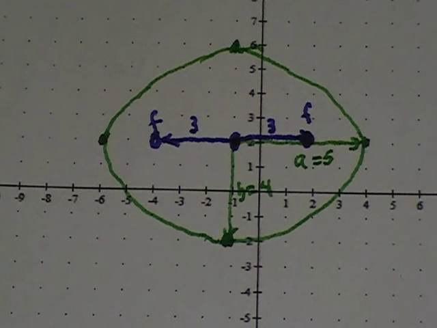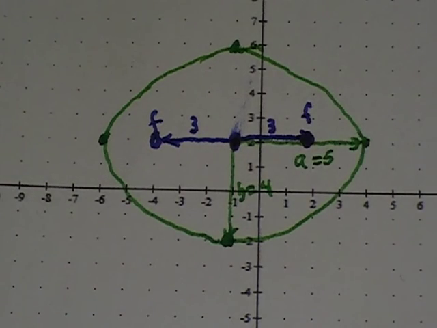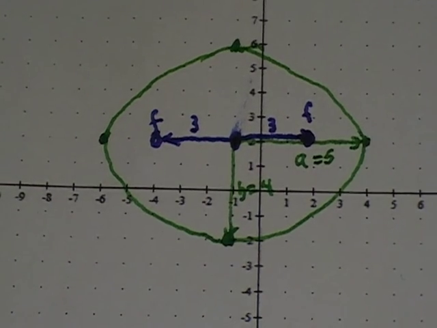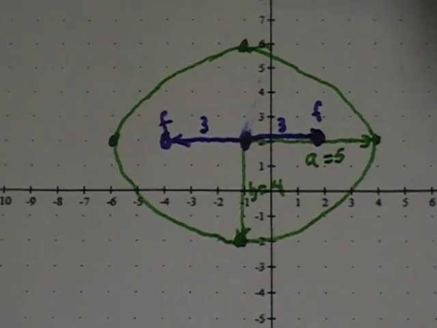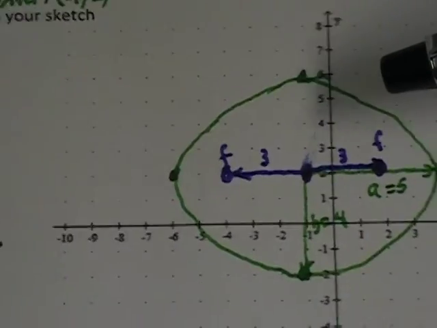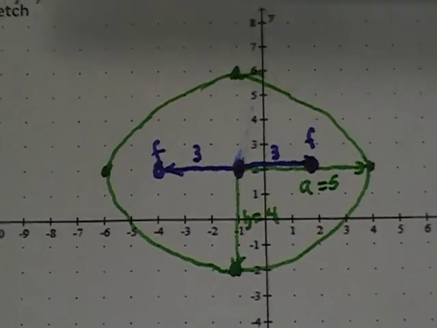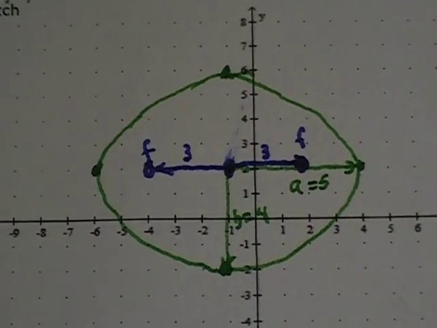If this were a vertical ellipse, the foci would go this way. So anyway, that's how you take an equation in center form and turn it into a graph. Likewise, you could take the graph and turn it into an equation. If you have any questions, let me know.